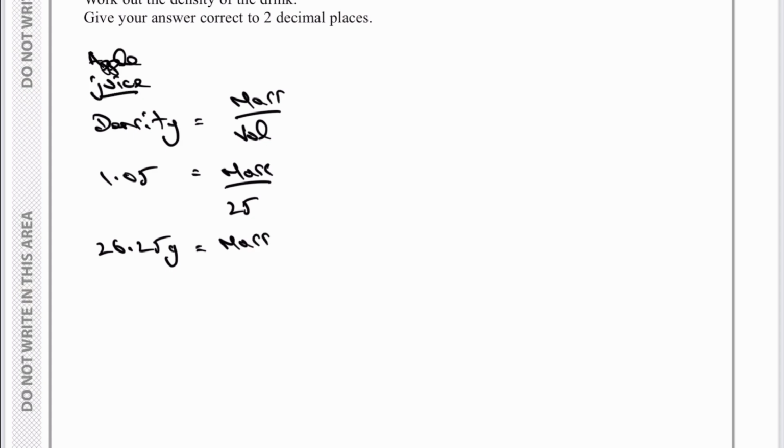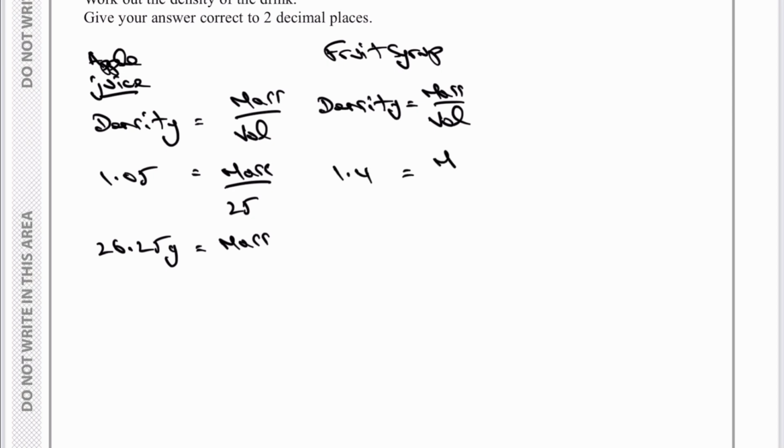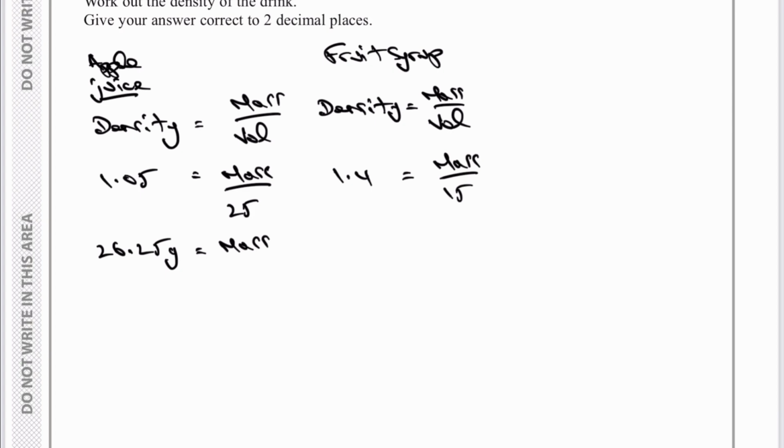Okay, and that's fine. I'm going to do exactly the same now for fruit syrup. I'm just in the habit of writing the same formula out. I think it's very helpful for your thinking. It gives me space to think these things through as I'm doing them. So I've got 1.4 for the density, and again, you might need to go back to the text to get that information. And the volume is 15 centimeters cubed, so that gives us 21 grams mass of fruit syrup. Okay, that's perfectly fine.